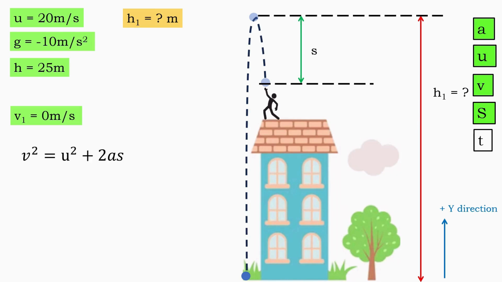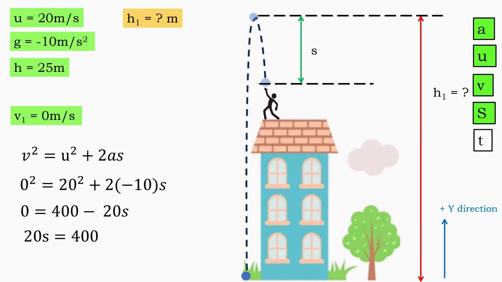So, let us write the third equation of motion. V squared equals u squared plus 2as. Now, substitute the values from the problem. The final velocity at the highest point is 0 meters per second. The initial velocity is 20 meters per second. The acceleration is minus 10 meters per second squared because gravity acts downward. Substituting these values into the equation and simplifying, we obtain s equals 20 meters.